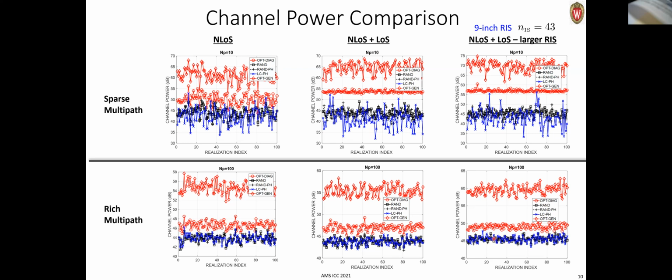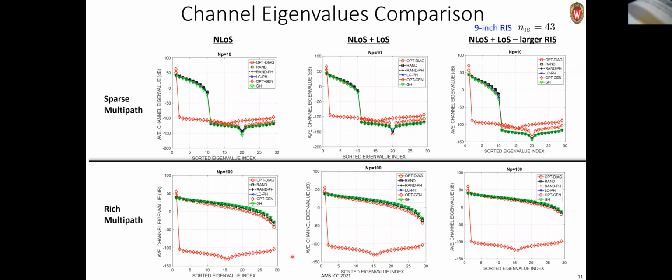Now let's look at the channel eigenvalues. Again, the same setup. If you look at non-line of sight, when there are 10 paths, the low complexity phase only design and the optimum general designs follow a very similar trend of ordered eigenvalues, except that the optimum design has the first eigenvalue a little bit stronger. And if you look at the optimum general design, its strongest eigenvalue is even higher, and the rest of the eigenvalues are smaller. And notice that these 10 dominant eigenvalues correspond to the presence of 10 paths.